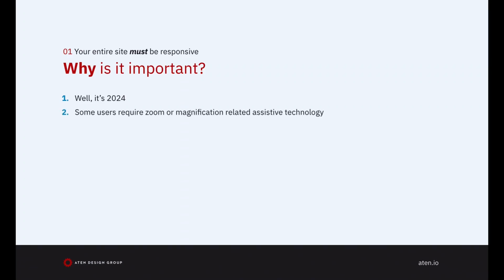And some users require zoom or magnification related assistive technology, which means this isn't appearing how you may have designed it or like your recommended size that you would want. Some users require devices in one fixed layout, which cannot be easily removed or moved around or twisted or anything you need to for your preferred layout.